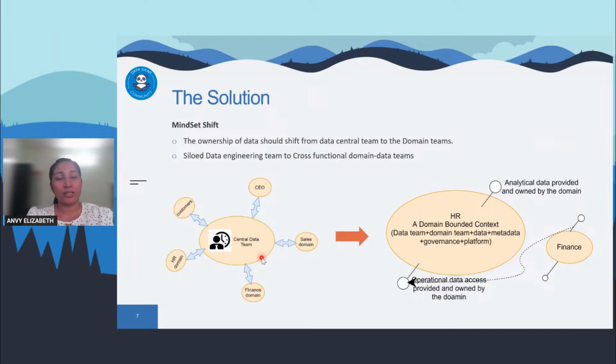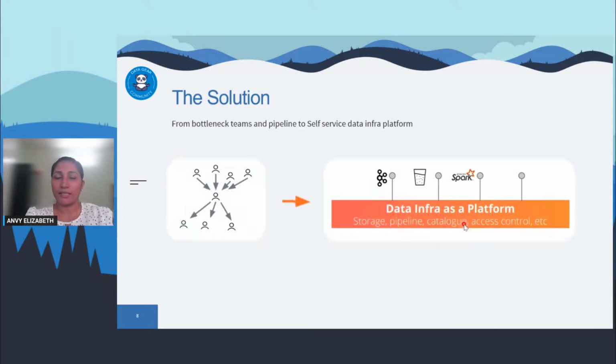The solution for this is a real mindset shift. The ownership of the data should move from a central data team to the domains, like decentralized domain teams. Here you can see an HR domain and a finance domain. The HR domain will be a bounded context where they will have ownership of their operational data and of their analytical data. This is actually the mindset shift.